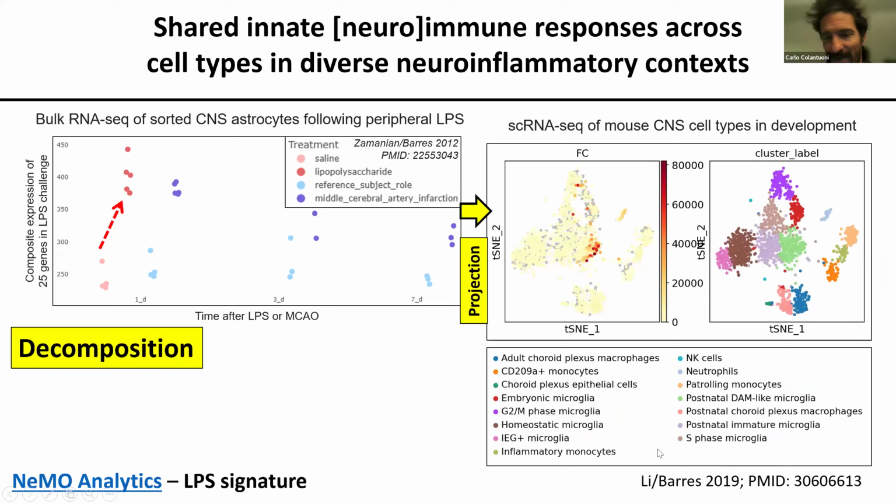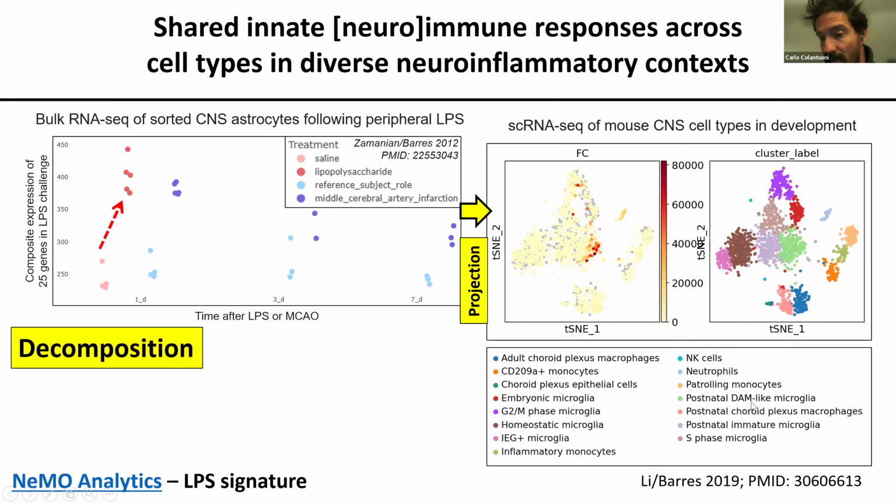So this is another Ben Barris experiment, single cell sequencing from the mouse CNS during development. And again, each dot is a single cell from this developmental experiment. And as you'll see right here, there's a pocket of cells that are expressing this packet of LPS responsive genes at higher levels than the others. And this is this light green here. And what the light green turns out to be is postnatal DAM-like microglia.